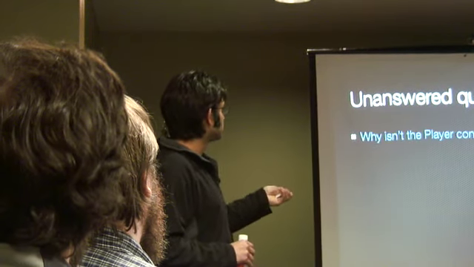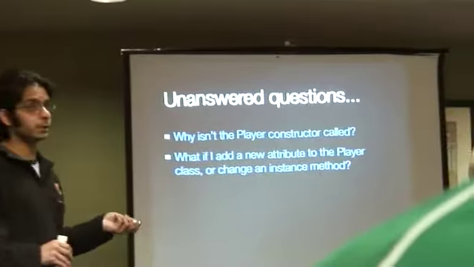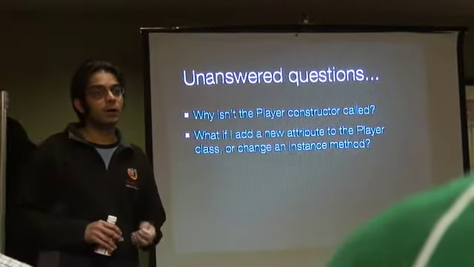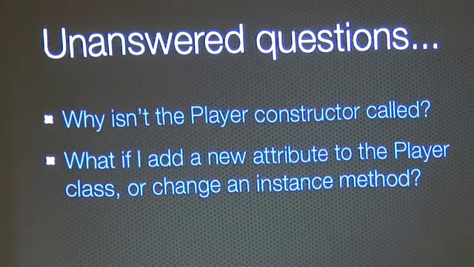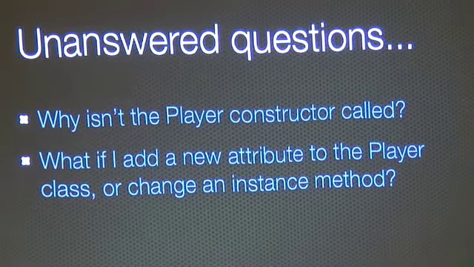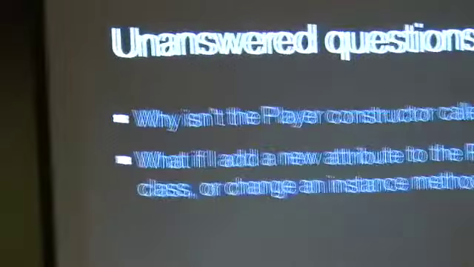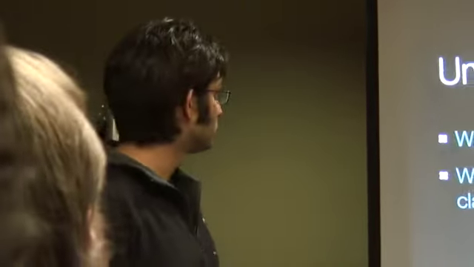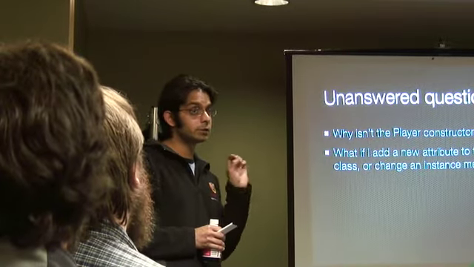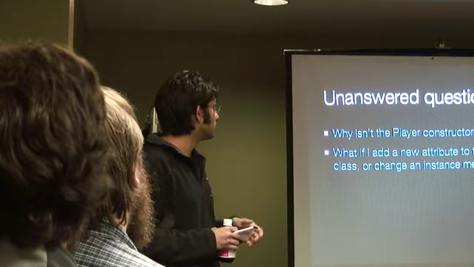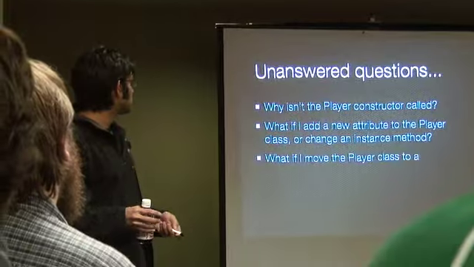So yeah, questions. What if I were to add a new attribute to the player class? What if in that constructor I also had it take a parameter, like the player's strength attribute or something like that? Or what if I changed an instance method, like added another method that printed out the name in a special way? Is the pickling actually saving the code for the actual instance methods, for instance?